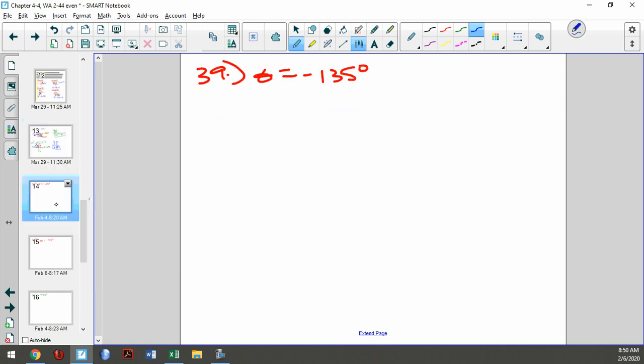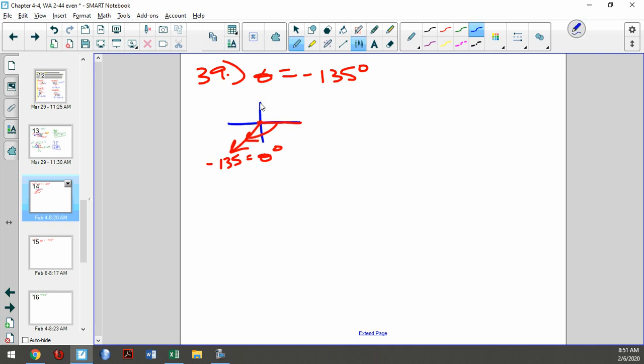Okay, 39. How do you do problems 37 through 44? This is how you're going to do problems 37 through 44. 37 through 40 are in degree mode. So if I'm doing 39, this is a negative angle. A negative angle means that I'm going to be opening up in this direction. This is negative 135 degrees, which is going to be theta. Do we all understand that?